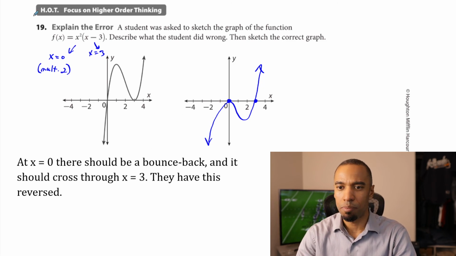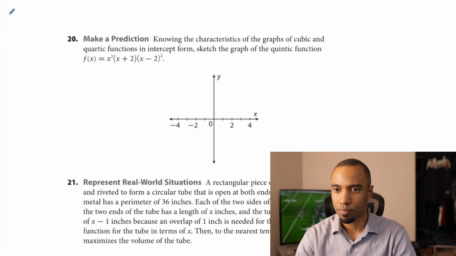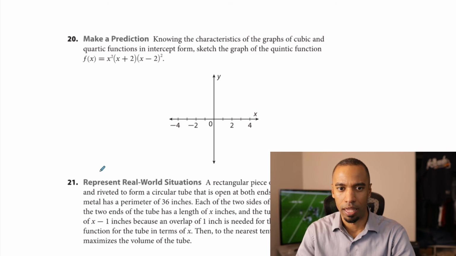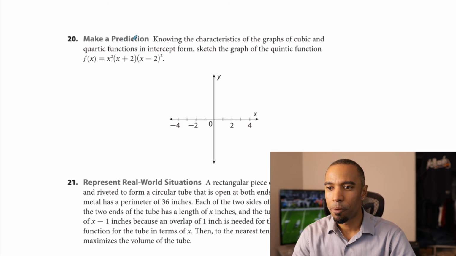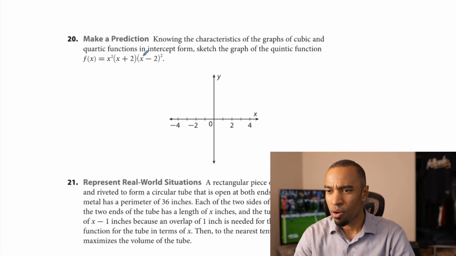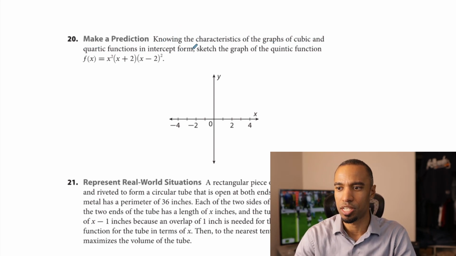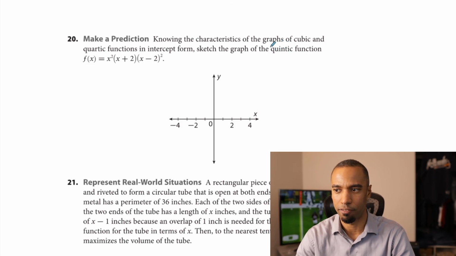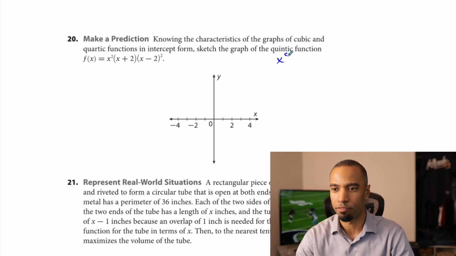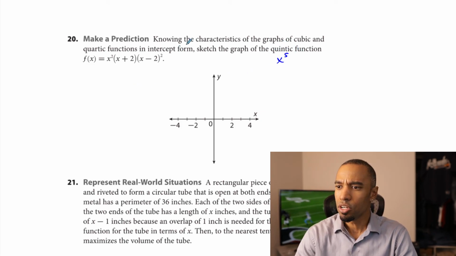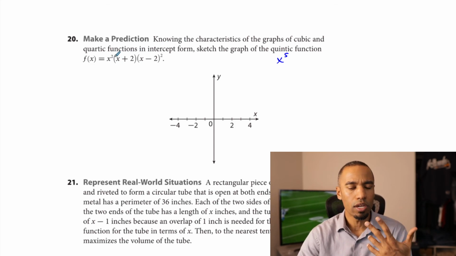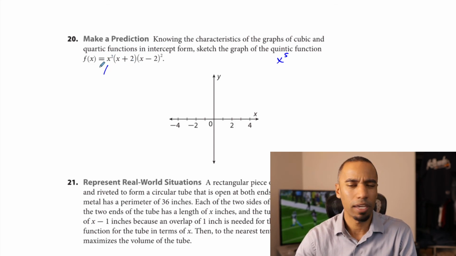I believe there might be a number 20. Let's see. One more that I'm going to do, number 20. I'm going to skip number 21 here. Make a prediction. Oh, no, I think we can do this. Knowing the characteristics of the graphs of cubic and quartic functions in intercept form, sketch the graph of the quintic function. Quintic function means degree 5. This is x to the 5th power. There's no prediction on this thing. We know what's going on.